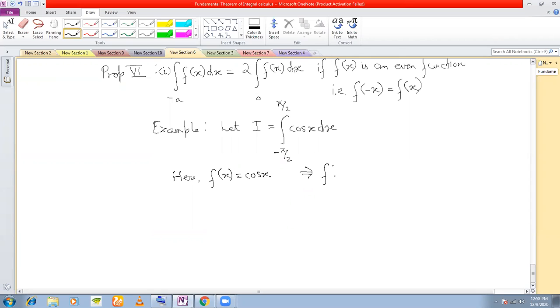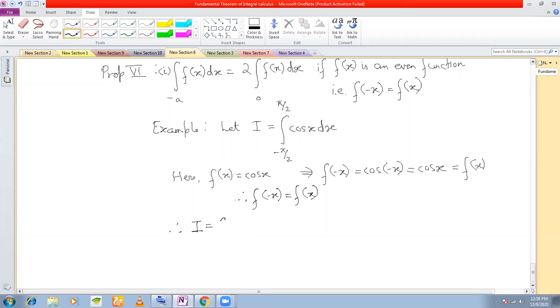Therefore, what is f of minus x? f of minus x is cos of minus x. And you know cos of minus x is cos x. So what are you getting? You're getting f(x). So what are you seeing here? Therefore, f of minus x is equal to f(x), right? So this shows that f(x) is an even function.